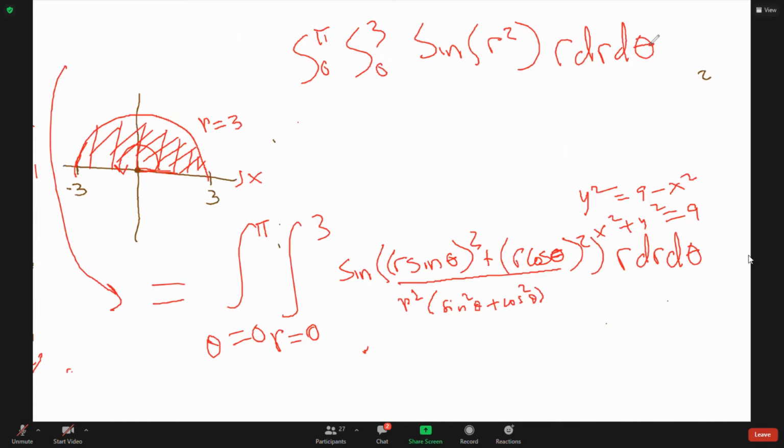Now you're integrating with respect to r first. No, no, no. R doesn't get inside. How are you making r cubed? You have to do u sub. R squared would be u, then du would be 2r dr.